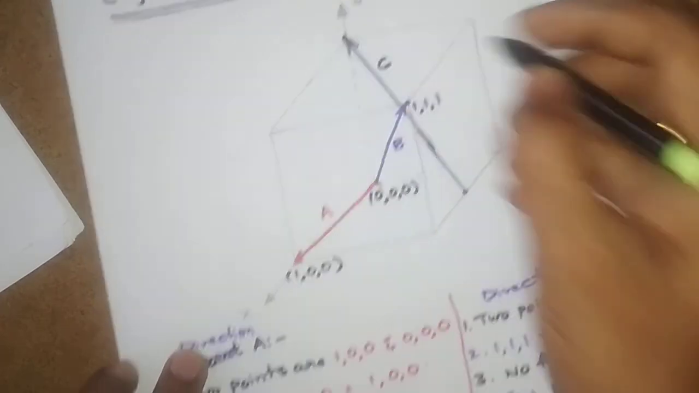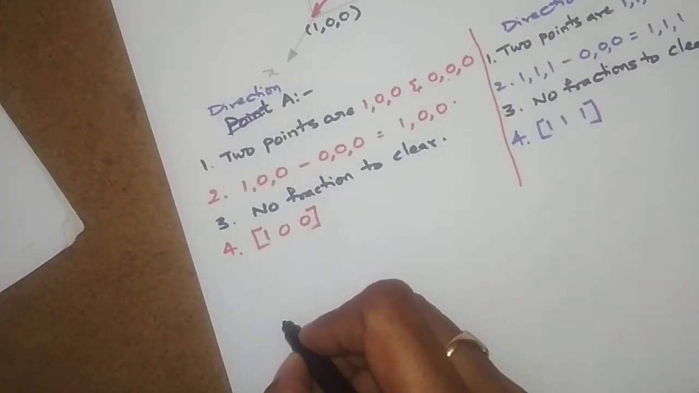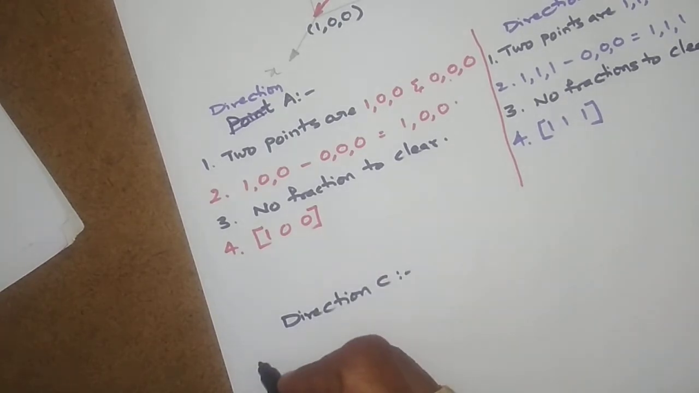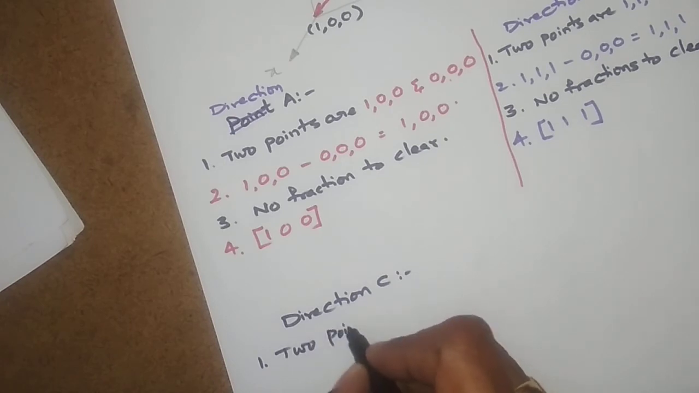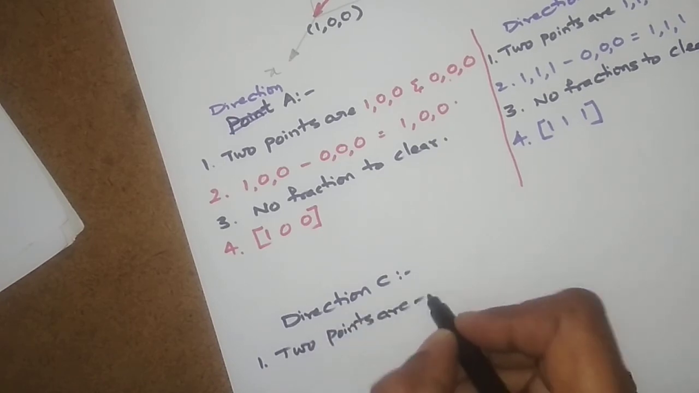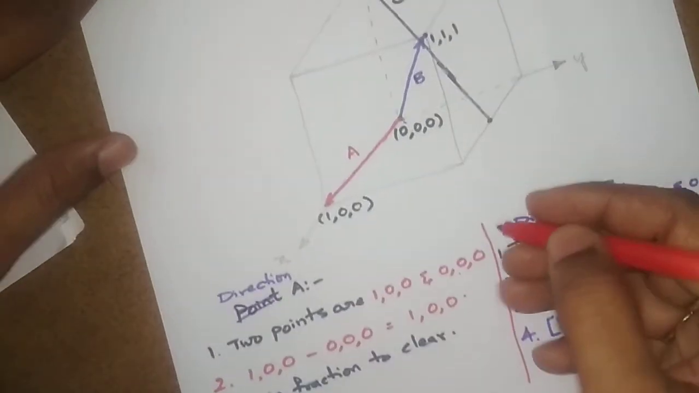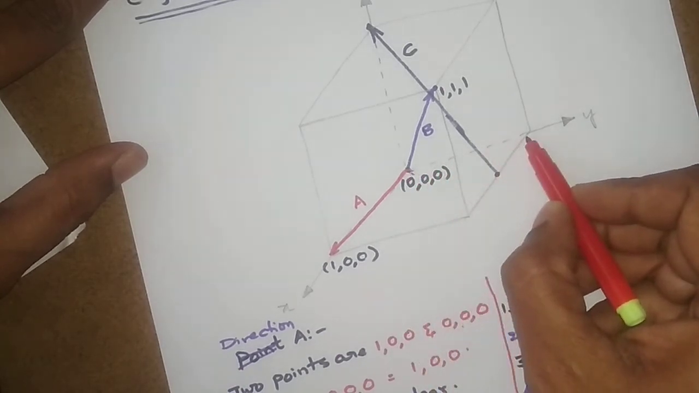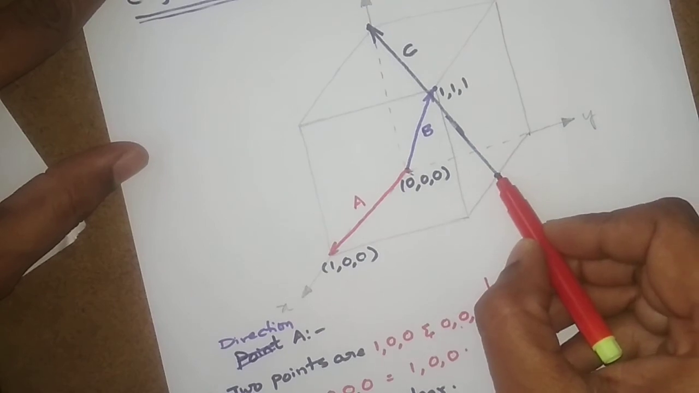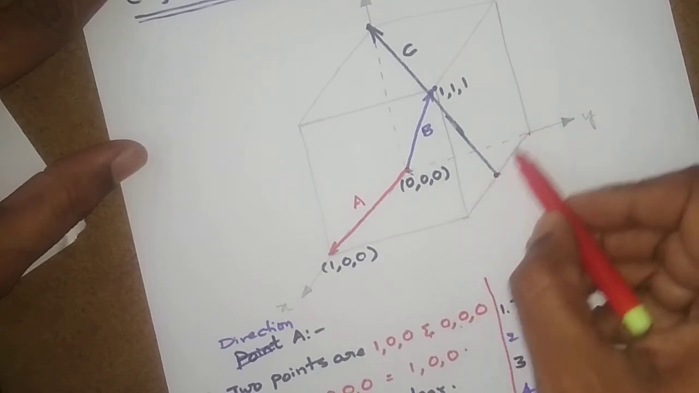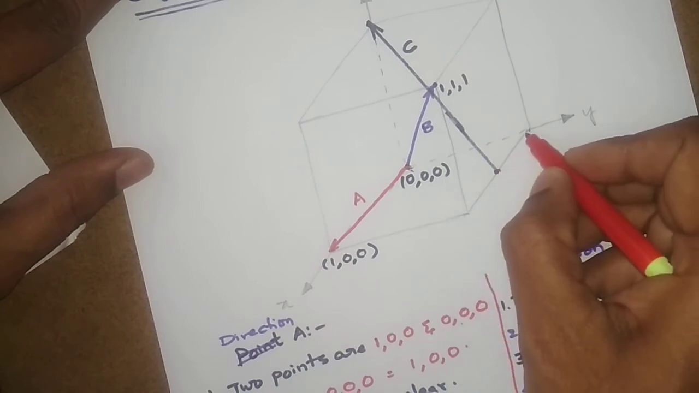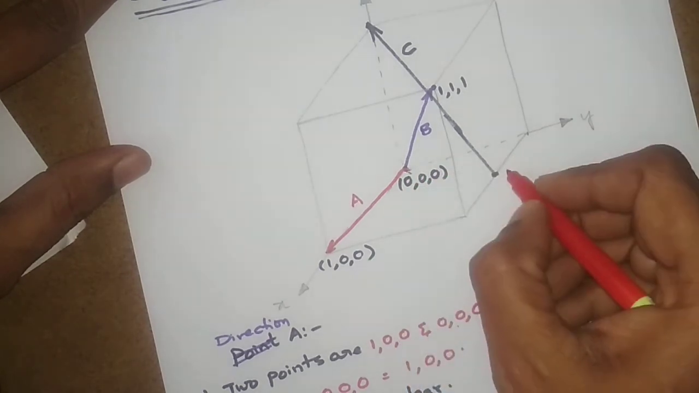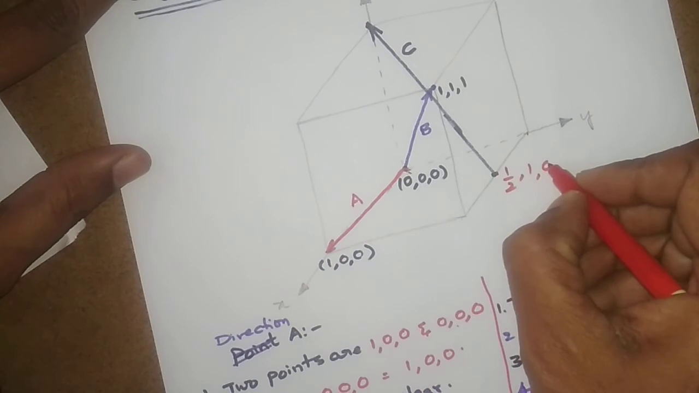Let me mark this as C. The third one, let us understand the concept with the third example, direction C. So what are the 2 points? Let us find the coordinates of this point. From the origin, in the x direction we have traveled half of the length, and in the y direction we have traveled 1 unit. So the coordinates of this are 1 by 2, 1, 0.